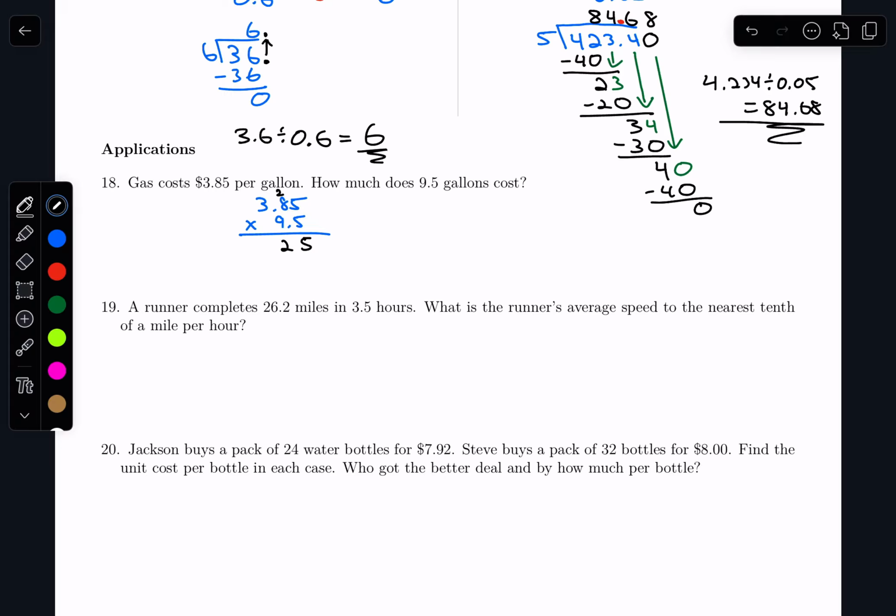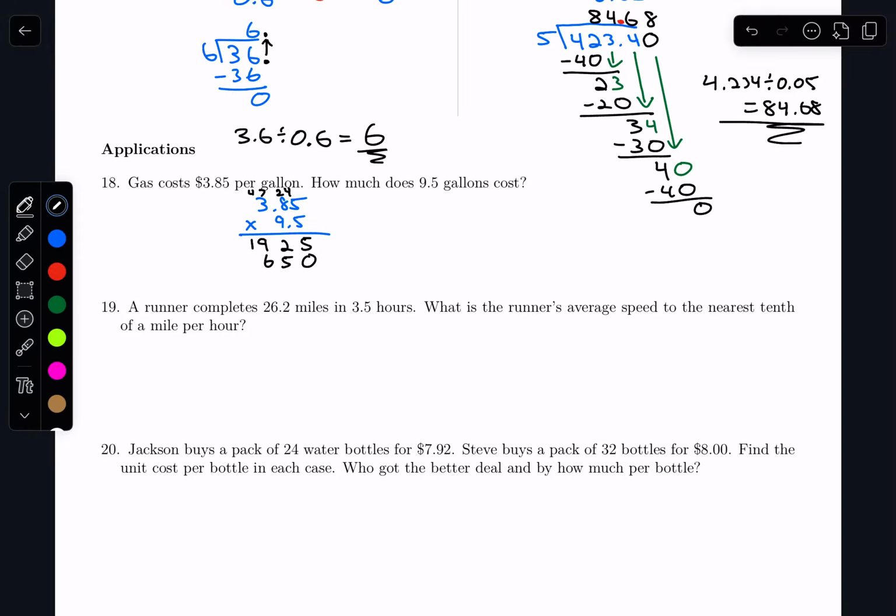Then I put a 0, and now I do the 9 times everything. 9 times 5 is 45, carry a 4. 9 times 8 is 72, plus 4 is 76, so I carry a 7. 9 times 3 is 27, plus 7 is 34. And then I just add digit by digit. So 5 plus 0 is 5, then we have 7. 9 plus 6 is 15, so I have to carry a 1. 1 plus 1 plus 4 is 6, and 3 is just 3.